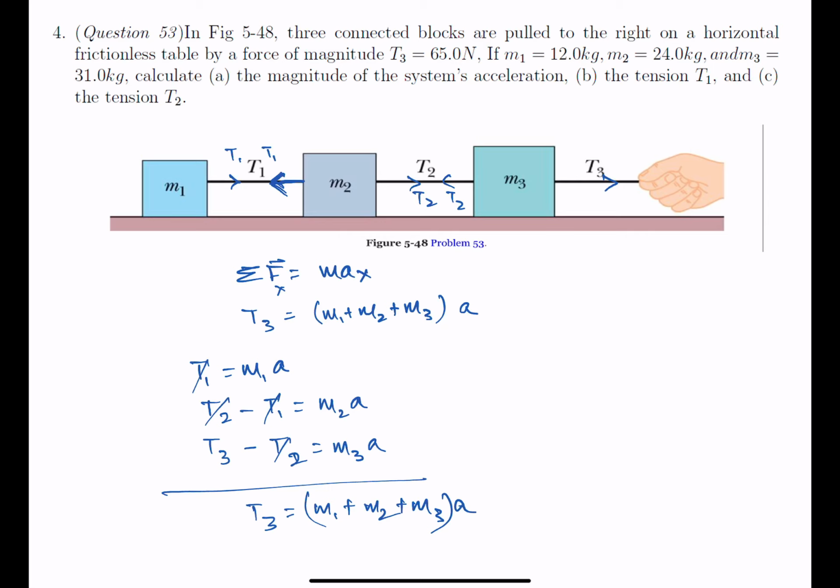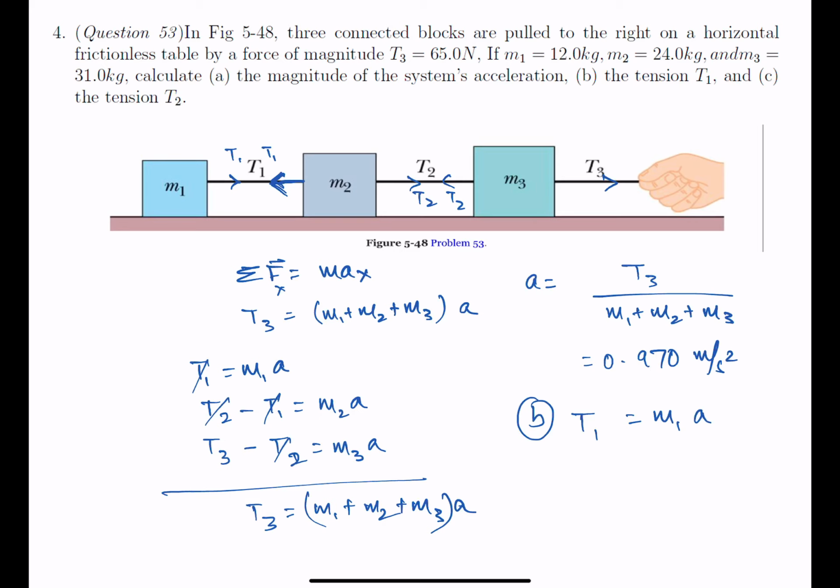So we need to find the system's acceleration. From here we can find the system's acceleration by just plugging in the numbers. So acceleration is T3, which we know, over M1 plus M2 plus M3, which is 0.970 meters per second squared. Similarly for B, we need to find tension 1, which is mass 1 times acceleration. We just plug that in.